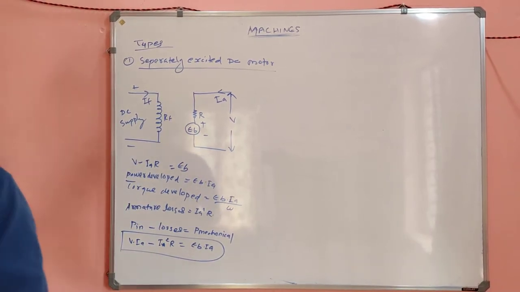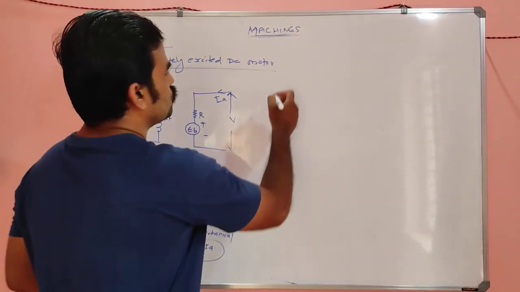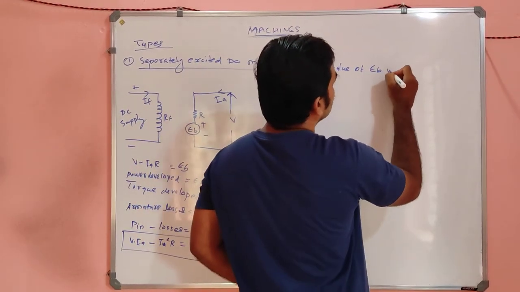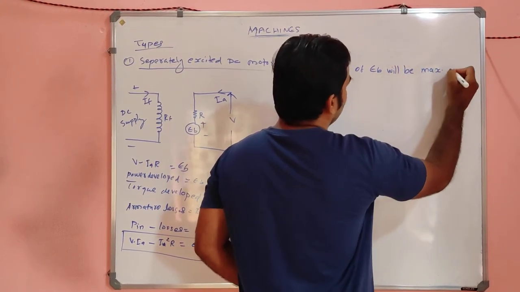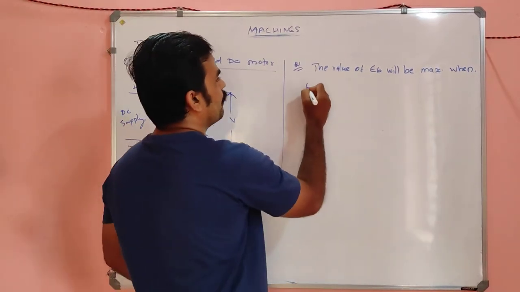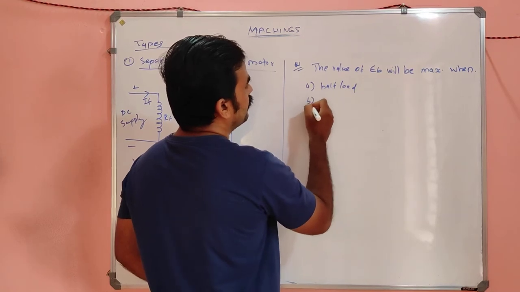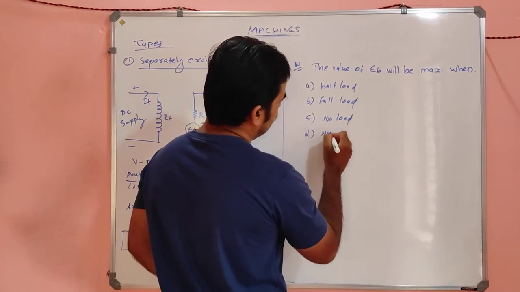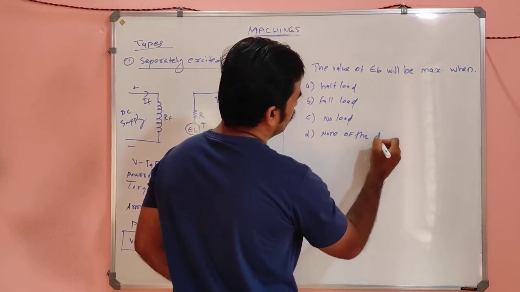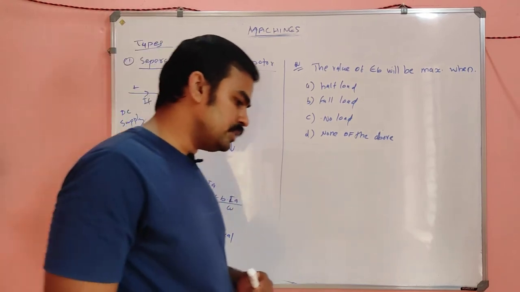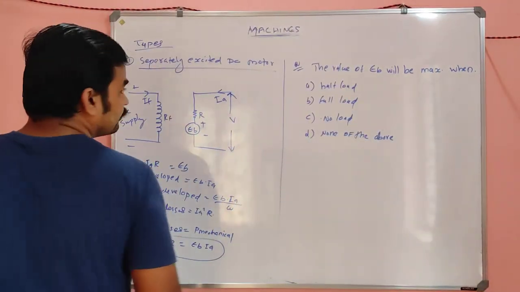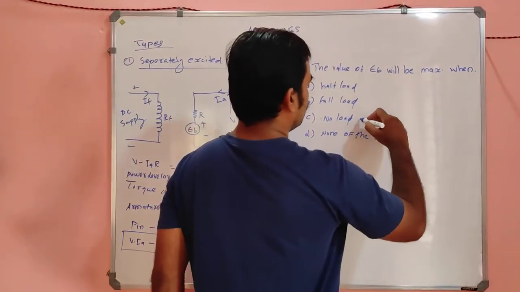Okay, next, there will be a super question, my dear. The question is: the value of EB will be maximum when A, half load, B, full load, C, no load, and D, none of the above. What is your answer? The value of EB will be maximum at what condition? Half load, full load, or no load condition, or none of them? The answer is no load condition.